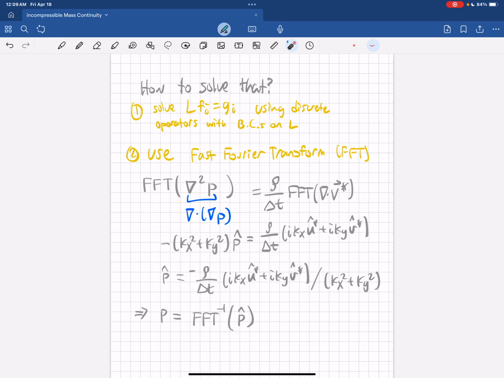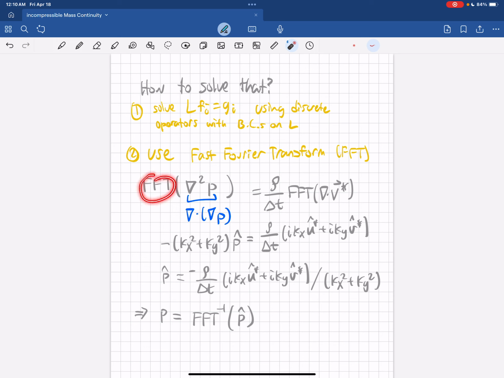Now, briefly, I just want to go over a few things. How do we solve this equation? One way is you can form a matrix equation system and try to solve it by basically inverting L. But that can have some issues. I think the more common way, but also tricky to figure out how to do, is the fast Fourier transform, or FFT.